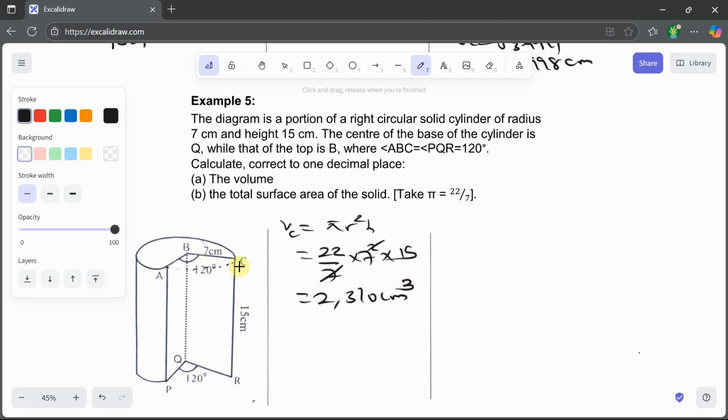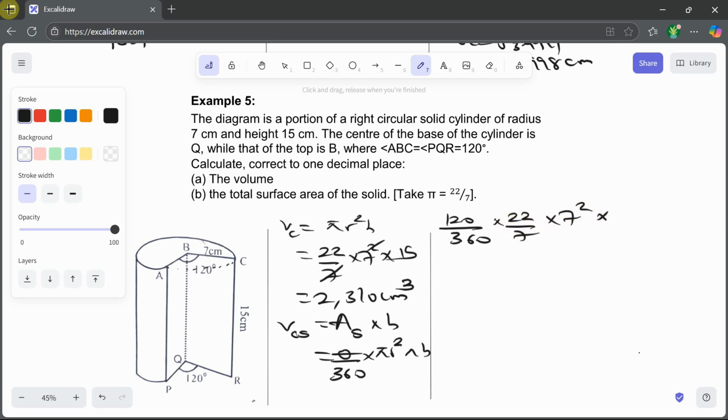Now for the volume of the cut out portion. If you look at it, it's actually a sector. So let's just say the volume of the cut section would be the area of a sector multiplied by the height. The area of a sector is theta over 360 times pi r squared, multiplied by h. Theta of the sector is 120. So that will be 120 over 360 times 22 over 7 times 7 squared times 15.